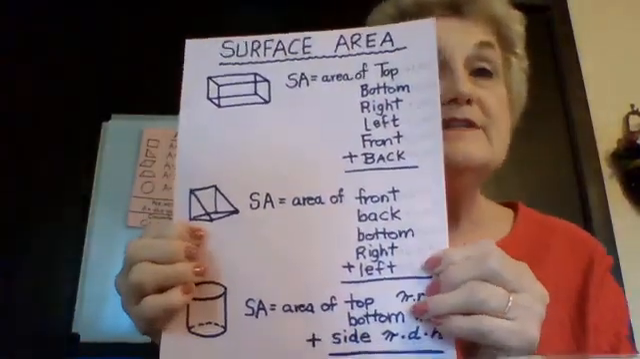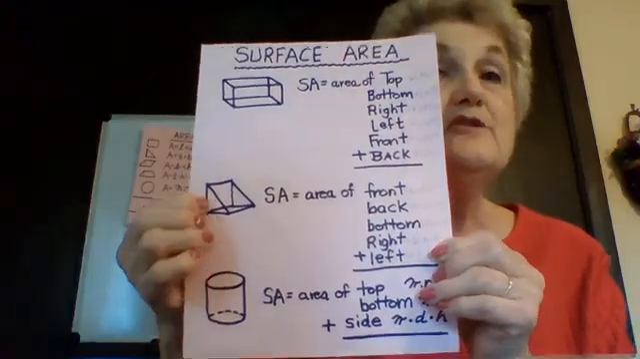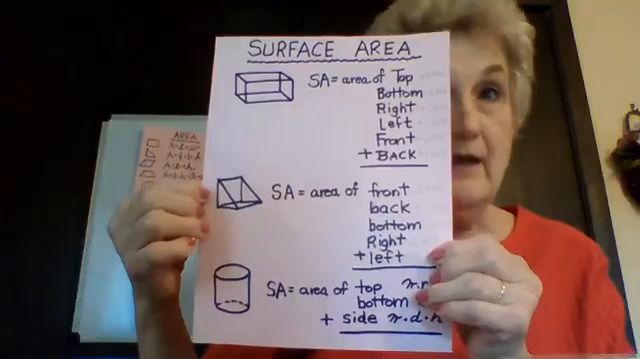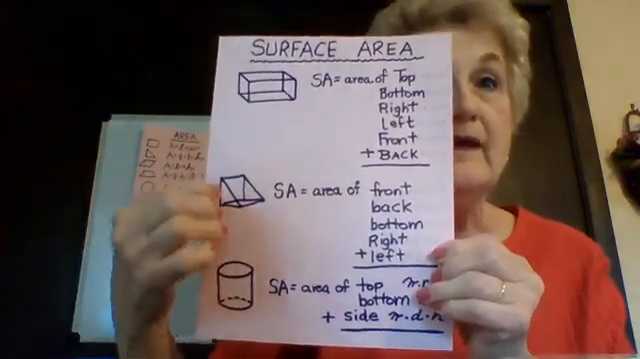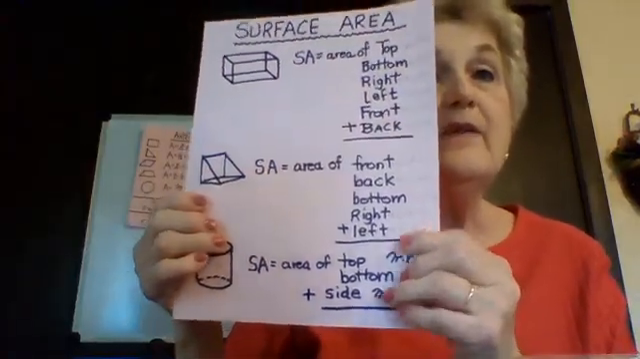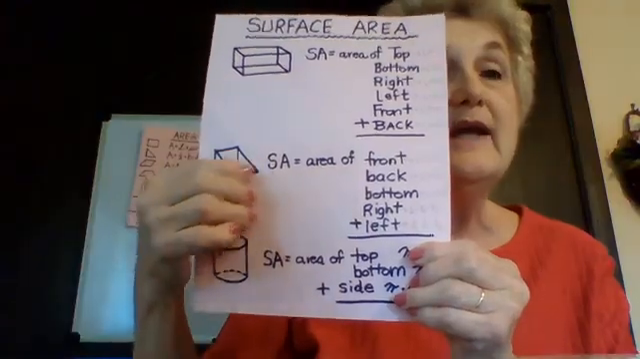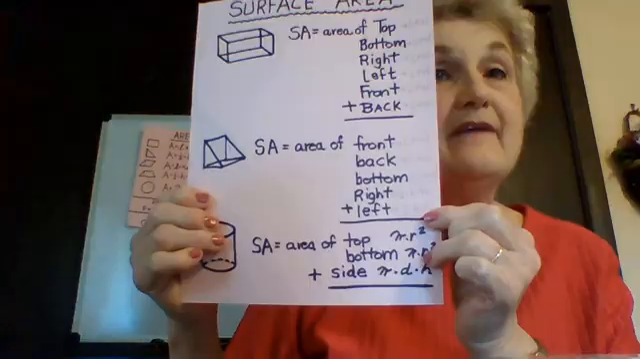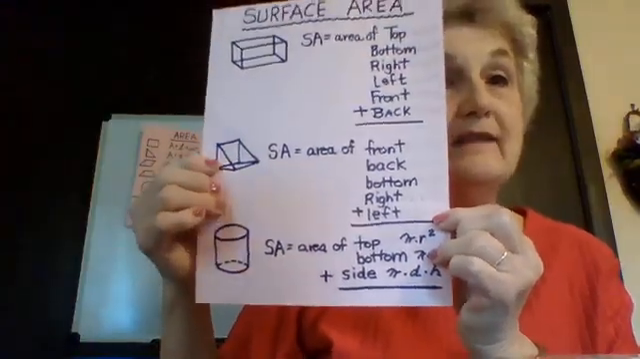Surface area of a triangular prism, which is a triangular box. It's the area of the front, the area of the back, the area of the bottom, and the area of both sides. Now be careful with the both sides because those are triangles. You have to use the formula for area of a triangle, which is 1/2 of the base times the height.